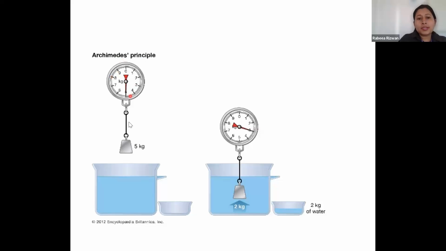Archimedes put two weights on the scale. When he weighed the metal outside in the air, it was 5 kg, but when submerged in water, it was 2 kg. It means that when he submerged it, 2 kg of water went out, which he collected in a small beaker and weighed. On a physical balance or an electronic scale, it comes to 2 kg of water. It means the volume of that metal is 2 kg, while the exact weight in air is 5 kg.